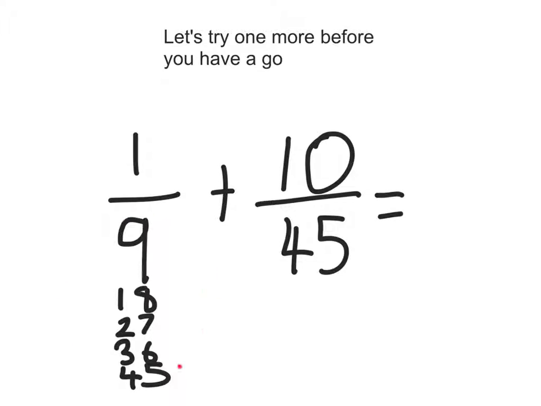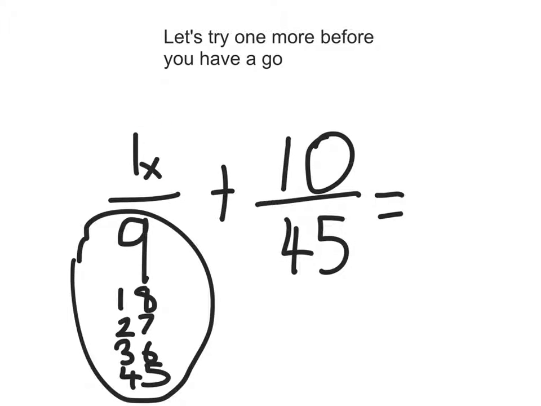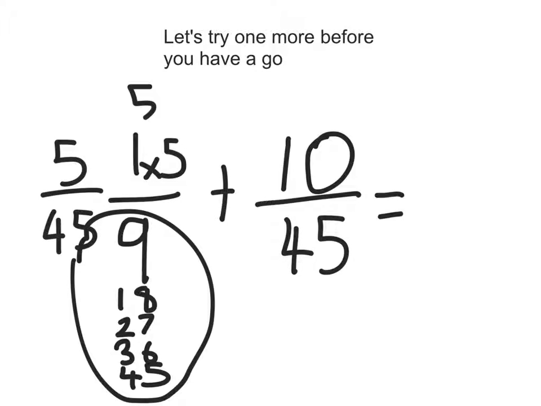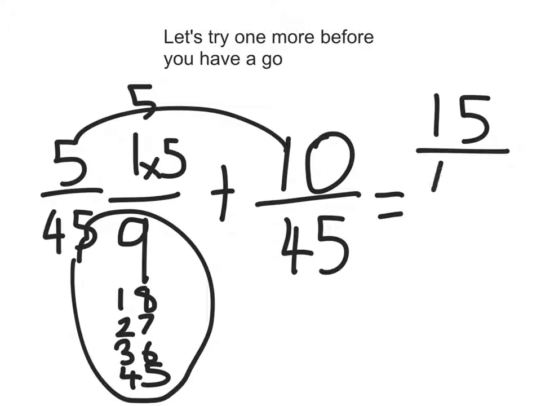So whatever I do to the bottom, I have to do to the top. So 1 times, how many times did I say I did it? Yeah, that's right, it was 5. So 1 times 5 equals 5. So now this answer over here is 5 over 45, and this one over here is 10 over 45. So now I'm just going to plus them together. So 5 plus 10 is 15 over 45.